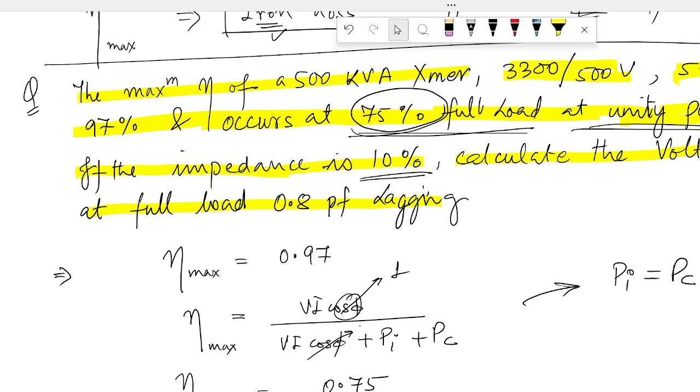So solve this. What are you getting? 0.97 is equal to 0.75 upon 0.75 plus 2 Pi. What is the value of Pi? What are you getting as the value of Pi? The iron loss value.